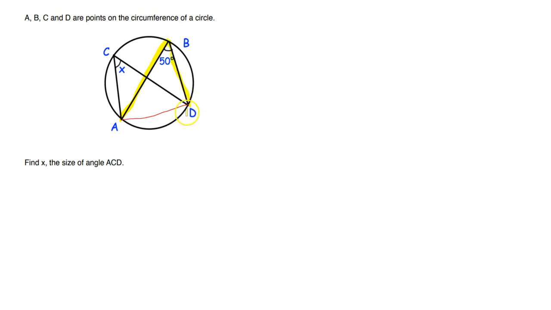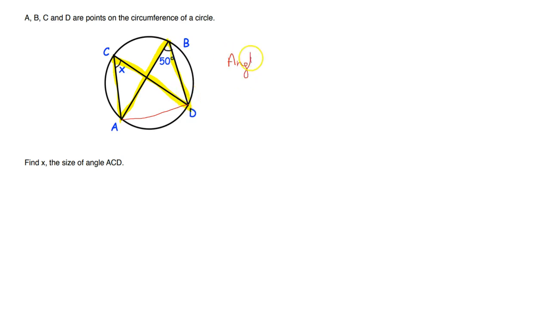Now, angles in the same segment, as I said, they start and finish at the same point. So this angle B went from A to B to D. This angle C goes from A up to C down to D. So effectively, they both start at A. One goes to C, one goes to B, and then they both finish at D. So C to D and B to D. That makes them angles in the same segment.